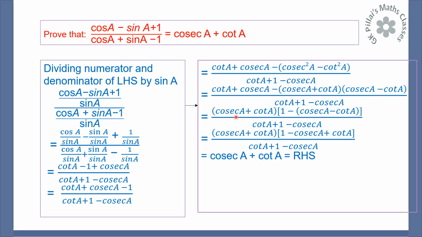Now let us take cosec A plus cot A common. This one as common. Here it will become 1 only. And here cosec A minus cot A will be in a bracket. Open the bracket and change the sign. Now these two will get cancelled. So you are left with cosec A plus cot A, which is the RHS.